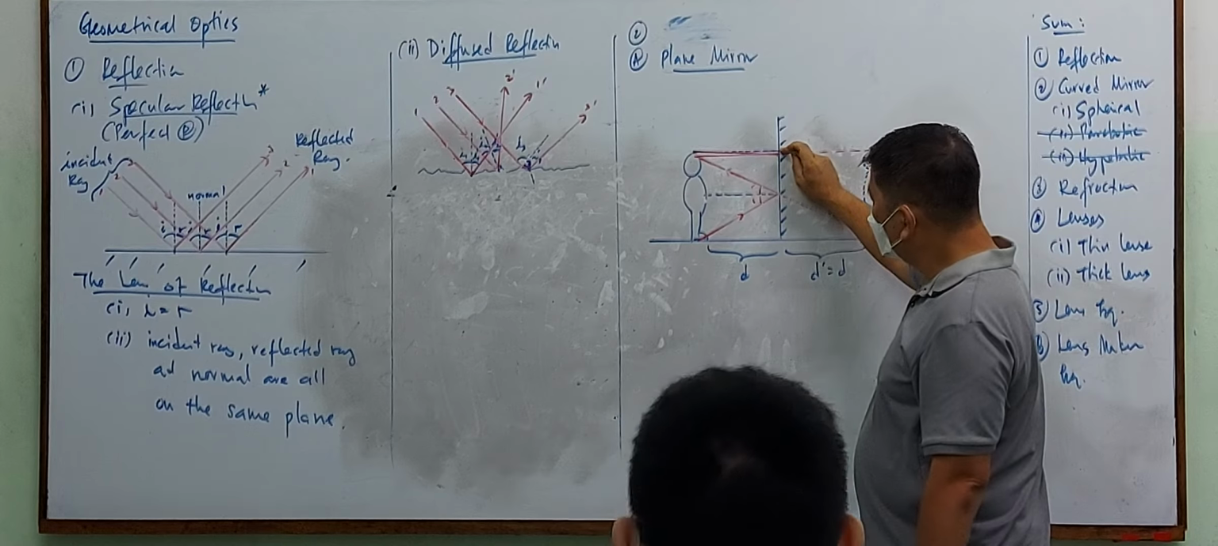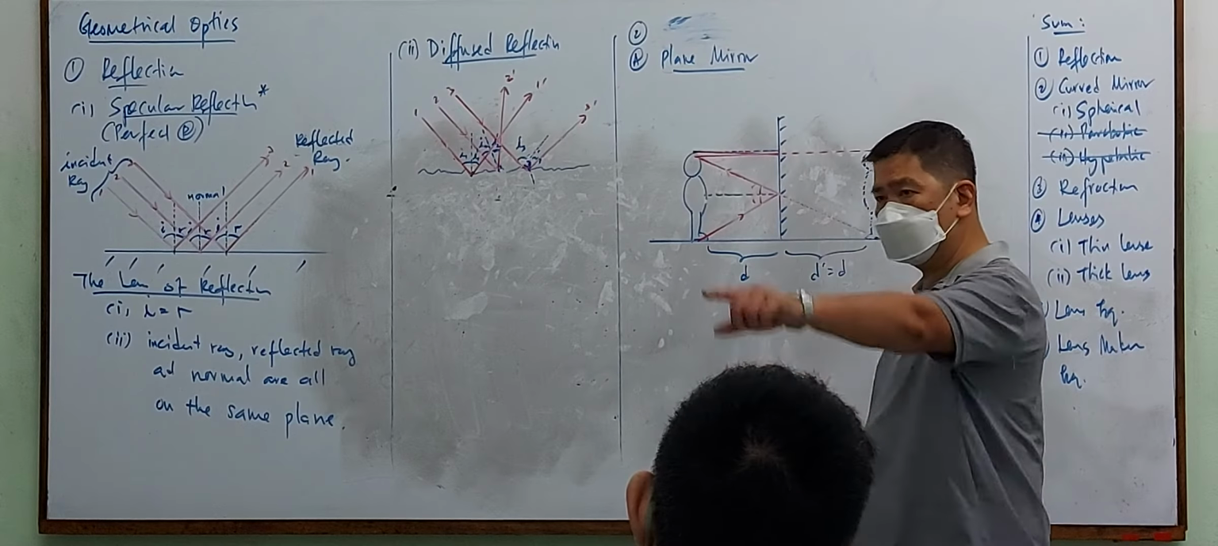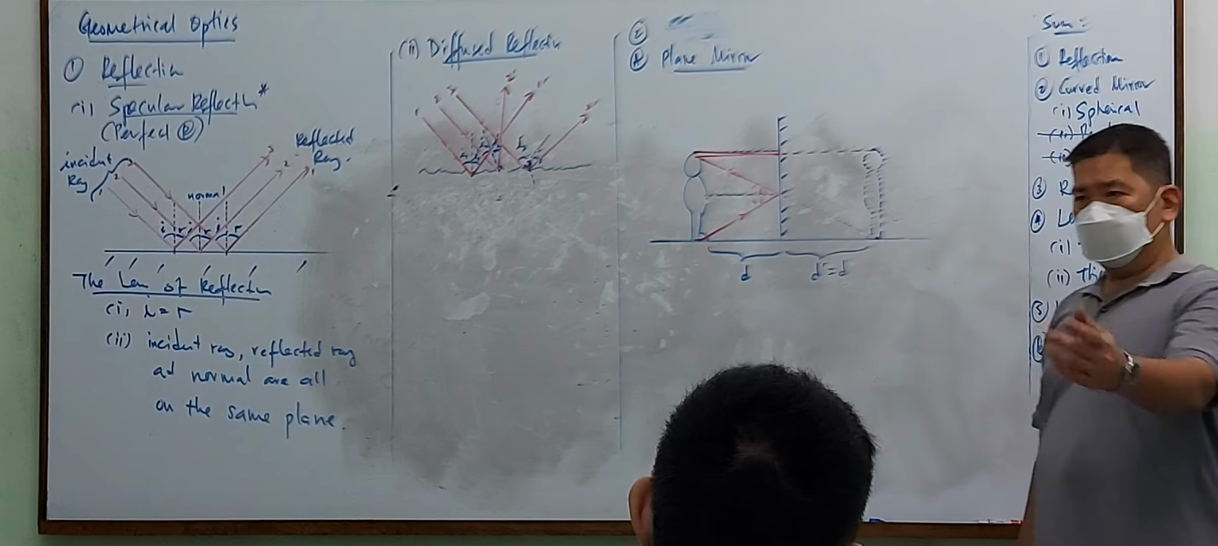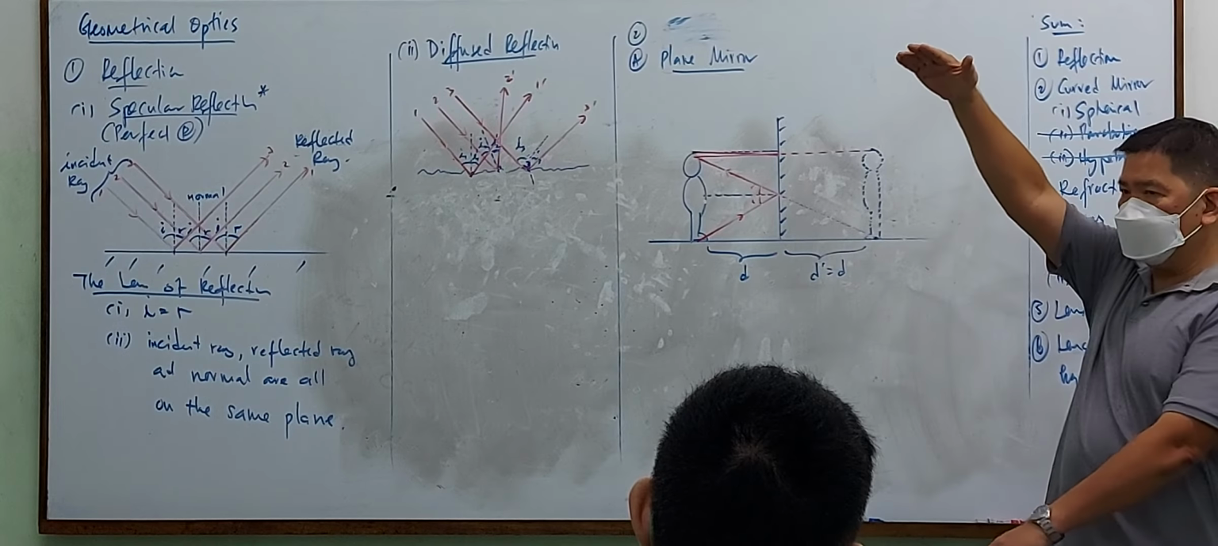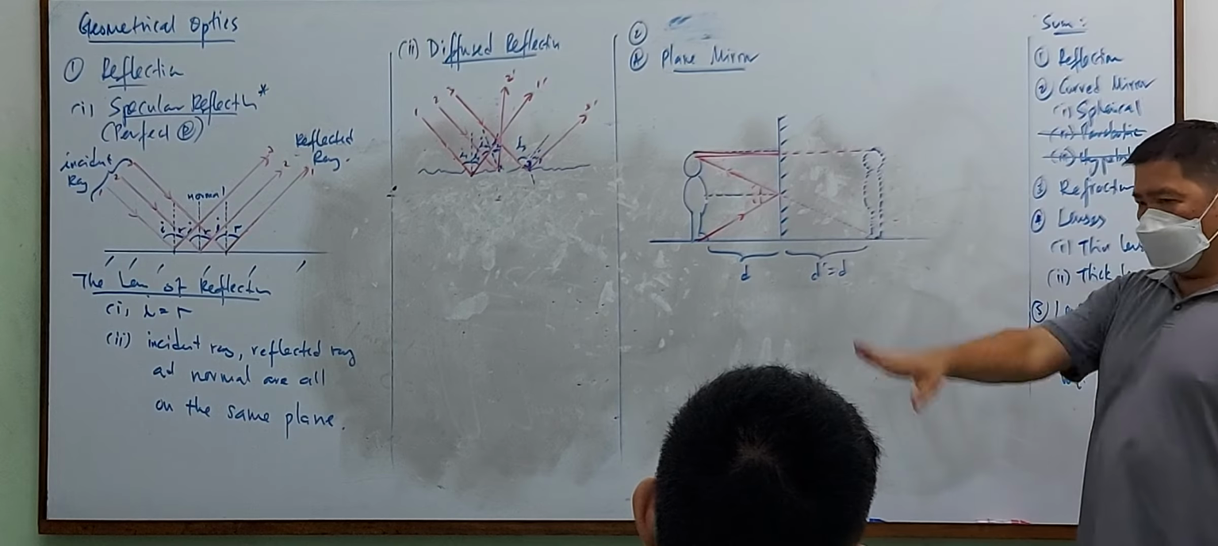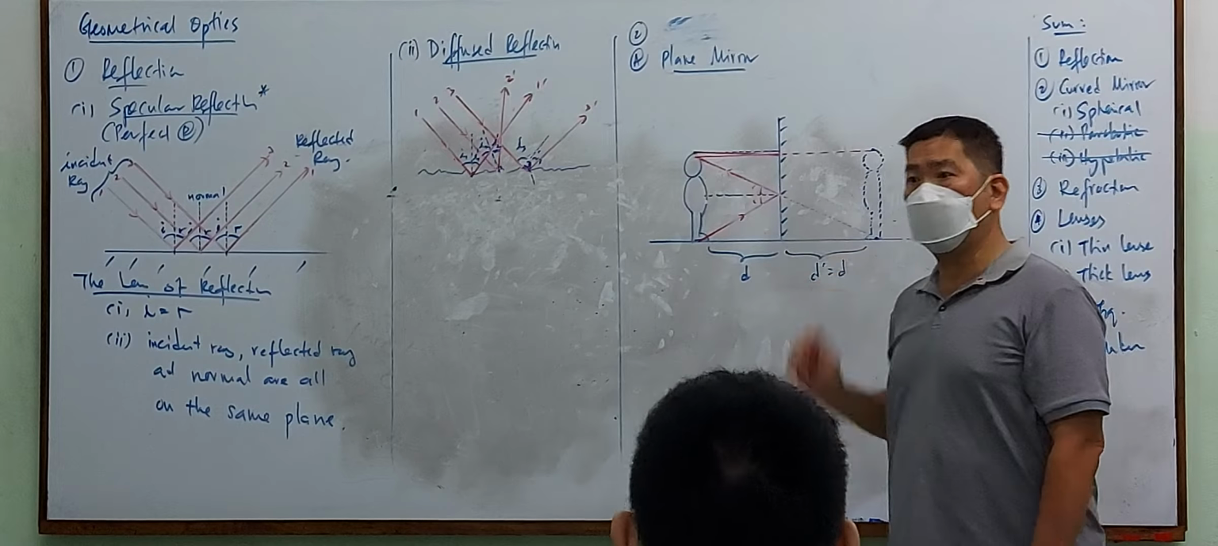And the length of the mirror is about half the height that you have. If you are like 2 meters, you need a mirror of 1 meter. Put at that height, you can see your whole body already, no matter where you go.